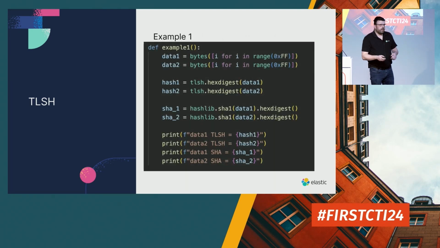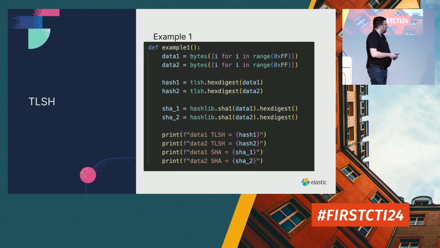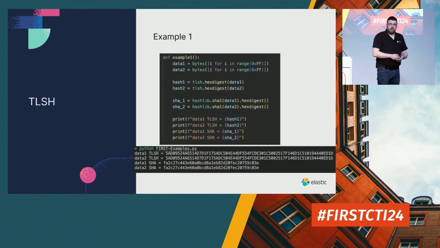Just as an example, I know not everyone is a developer, but this should be easy enough to read. This is some Python code, and what am I doing? I'm putting in data 1 and data 2, exactly the same amount of bytes and exactly the same bytes. I'm calculating a TLSH hash over it, and I'm outputting both a TLSH hash and a SHA hash. Now, if you look at the output, it is exactly the same.